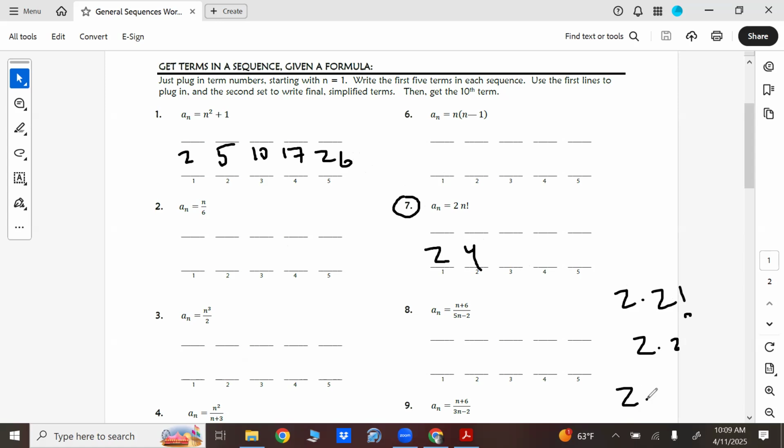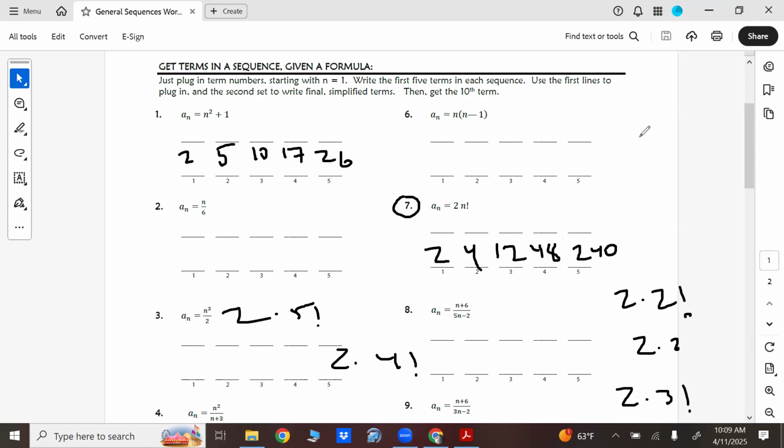If I do 2 times 3 factorial, what's 3 factorial? That'll be 12. If I do 2 times 4 factorial, what's 4 factorial? So it'll be 48. And if I do 2 times 5 factorial, what's 5 factorial? 120, so it'll be 240.